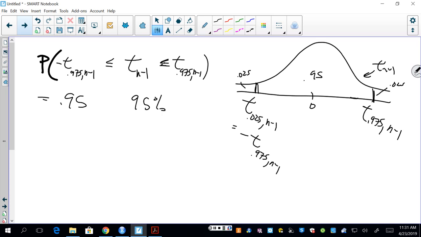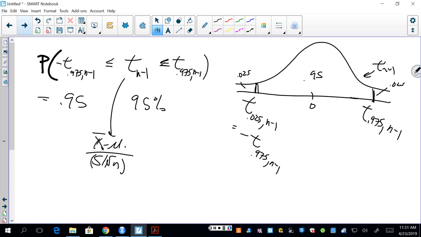That would be just a statement about the t distribution. This really applies to any distribution: between its lower 2.5% and its upper 97.5% is always 95% of the probability, right? And this is just writing it specifically for t. What is t? What is this thing here? This is x bar minus mu over s over the square root of n. That's in there.